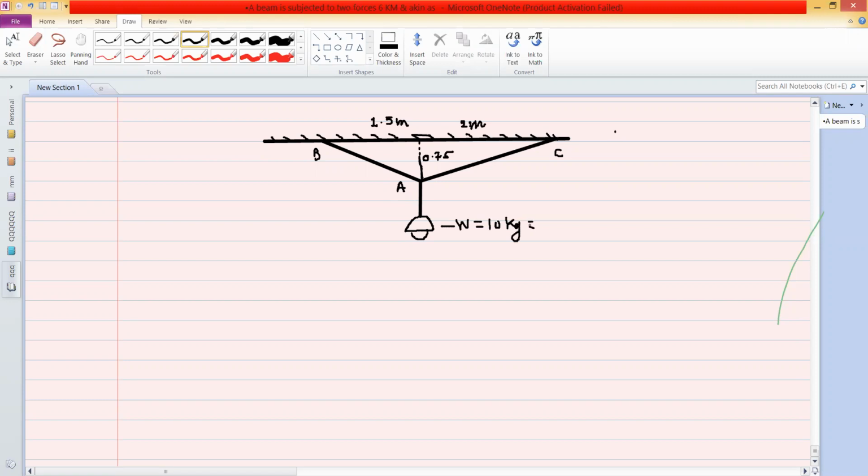So we can convert this in Newton. It is equal to 10 into 9.81. So it is 98.1 Newton. So we have to find out the tension in the cable AB and AC.